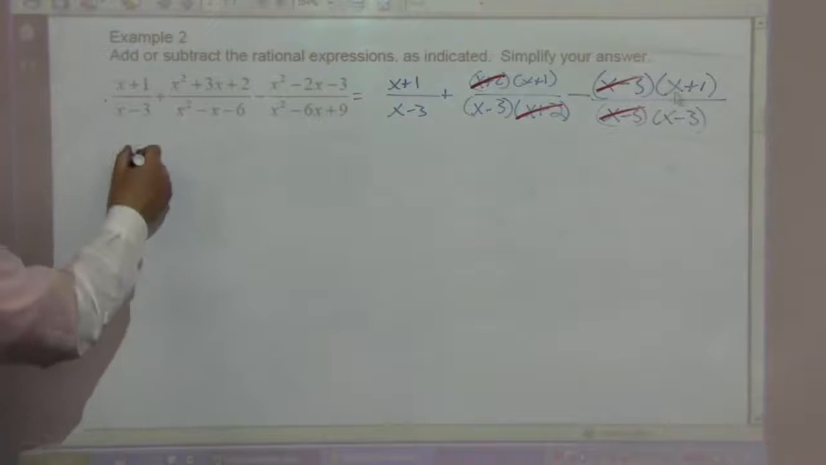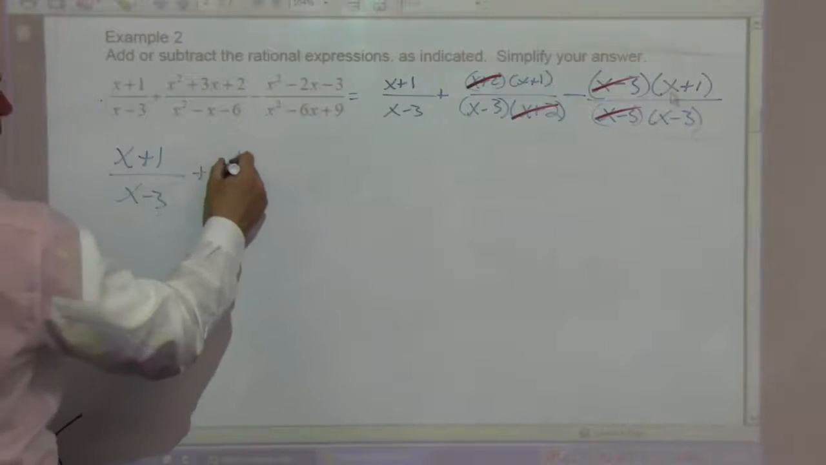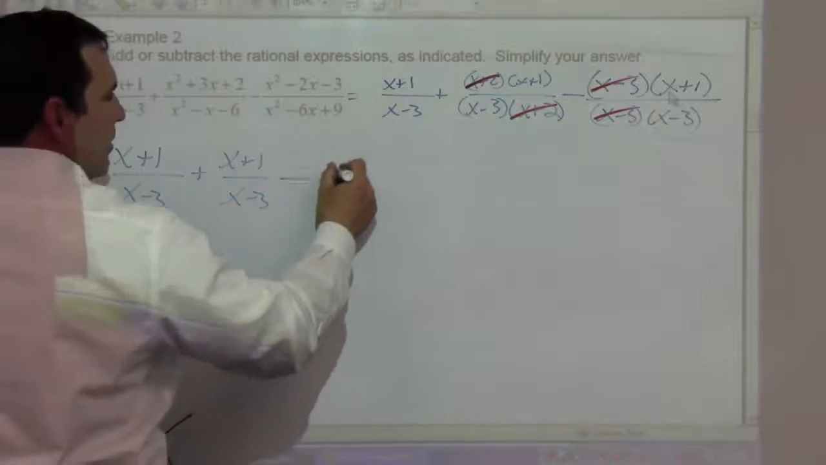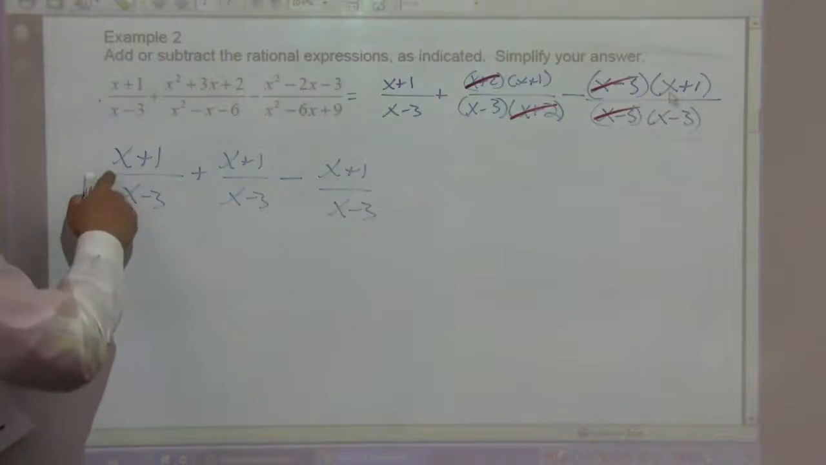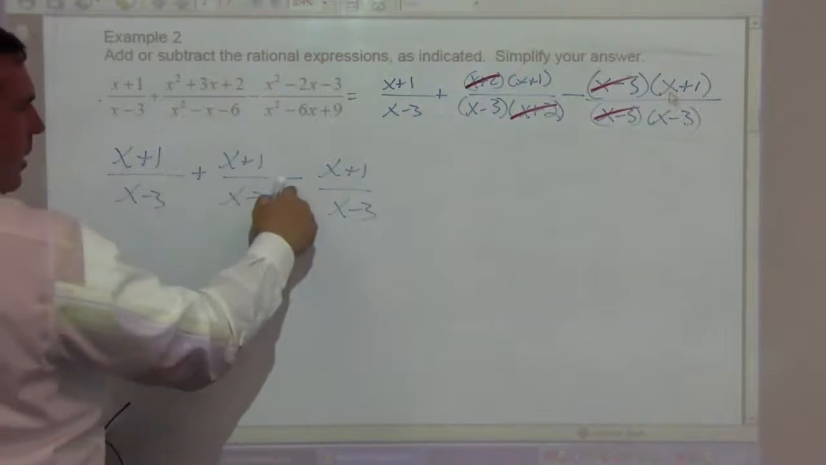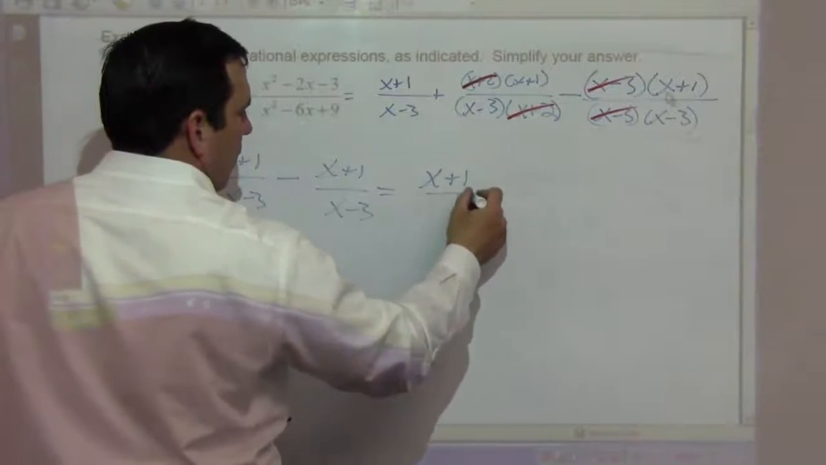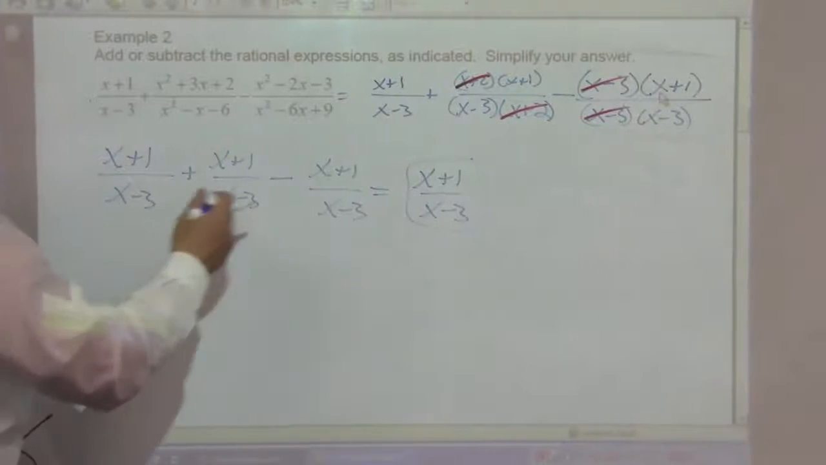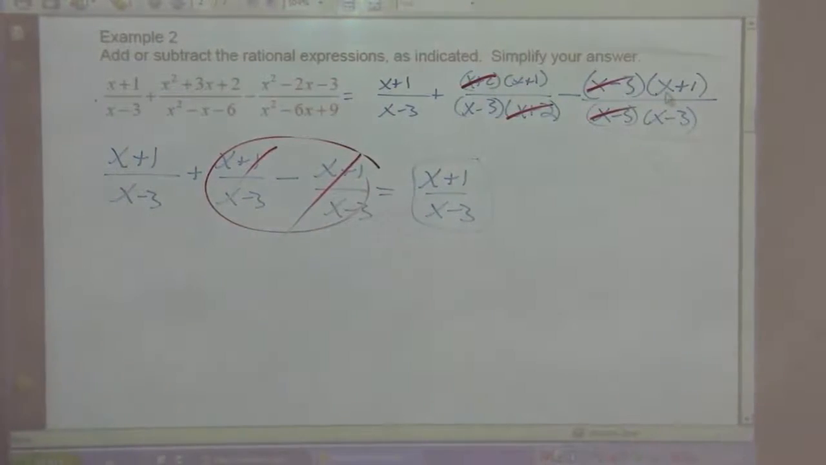So we're left with x plus 1 over x minus 3 plus x plus 1 over x minus 3 minus x plus 1 over x minus 3. Well, look at that. X plus 1 plus x plus 1 minus x plus 1. That's just going to leave an x plus 1 over x minus 3. So these two are just going to subtract out.